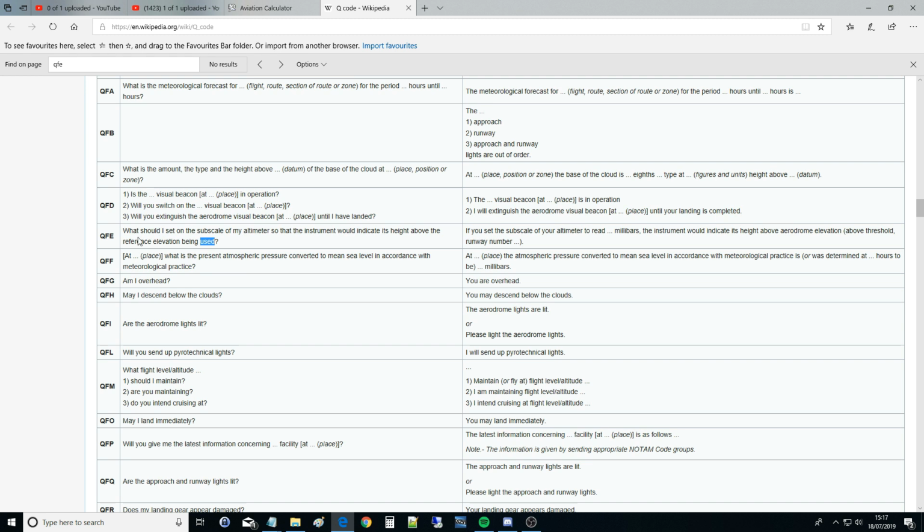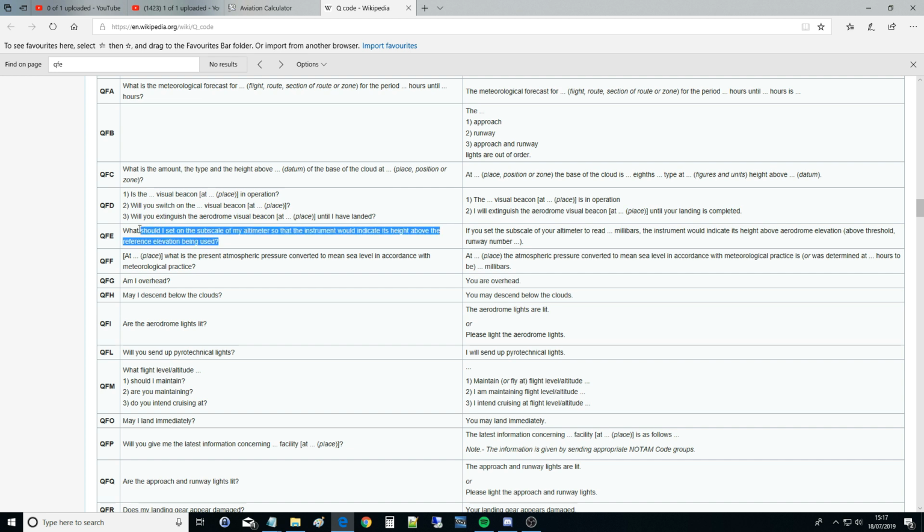The next important phrase there is reference elevation. Reference elevation is, I like to say, just an elevation of interest. And that elevation of interest could be a runway if we're landing. It could be a building if we were bombing it, if we were using it for targeting. It's an elevation of interest. So let's pick that together. How do I set my subscale? So how do I tune my barometric altimeter so that it would indicate its height above the elevation of interest? So that's converted that question into something that I understand a little bit better.